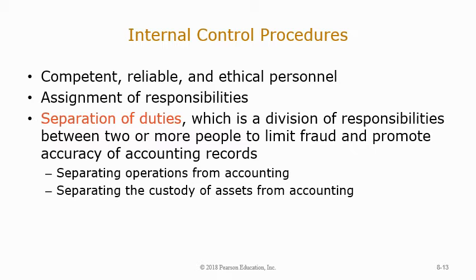They have assignments of responsibilities. This just means that we are going to assign certain employees with certain tasks, and then they're not supposed to do those other tasks. And what plays into this is the separation of duties. This is a division of responsibilities between two or more people to limit fraud and promote the accuracy of accounting records. So oftentimes what we'll see is that the different departments, even within like the accounting department of a company, they assign different tasks to different people.